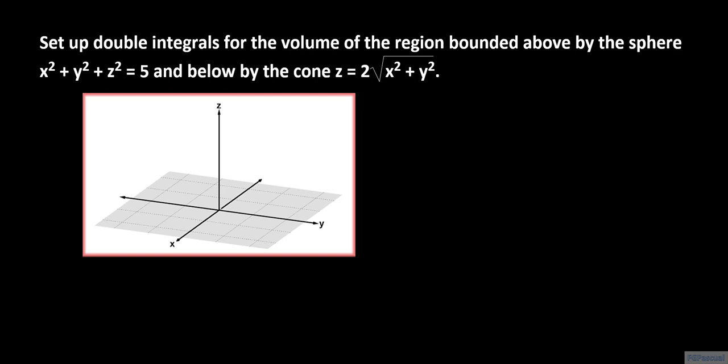In this exercise, we will set up double integrals for the volume of the solid bounded above by the sphere x squared plus y squared plus z squared equals 5, and below by the cone z equals 2 times the square root of x squared plus y squared.